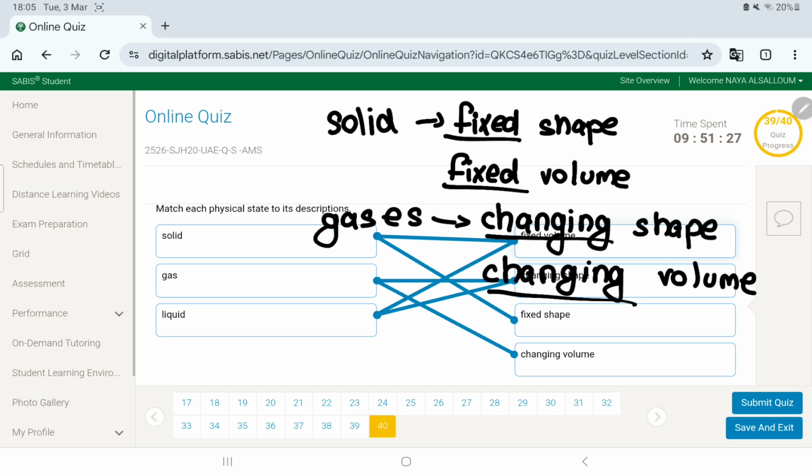Now comes the liquid. The liquid is in the middle. This is for a liquid. Did you notice here I wrote it in the order? Solids, we know, fixed shape, fixed volume. Gases, they have changing shape and changing volume. Liquid, it's right in between. So if you write it in this order, you will discover that the liquid will have the fixed volume and the changing shape. Why?